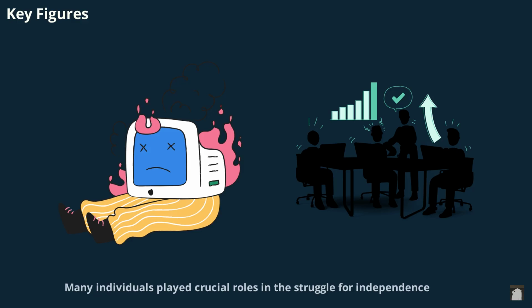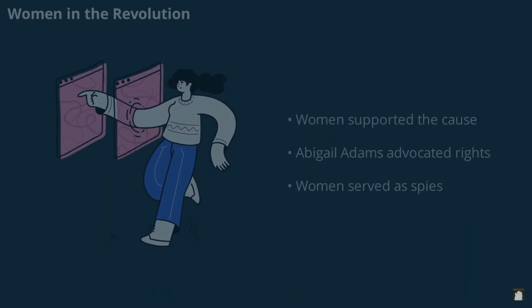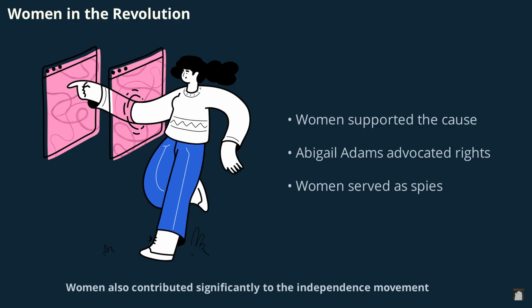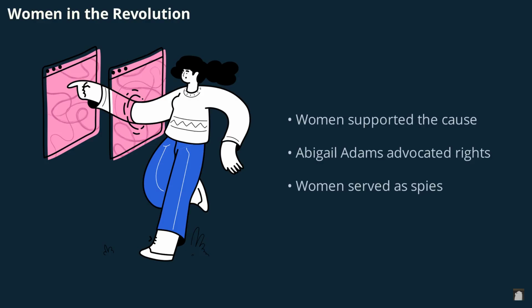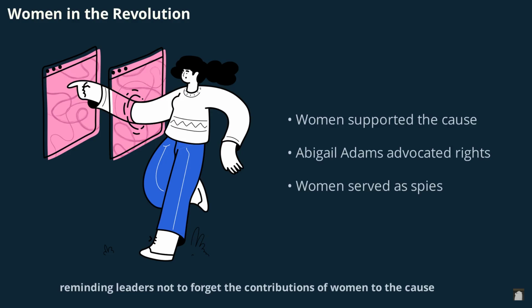Many individuals played crucial roles in the struggle for independence. George Washington led the Continental Army, Thomas Jefferson authored the Declaration, and Benjamin Franklin secured vital foreign alliances. Their leadership and vision were instrumental in achieving victory and shaping the new nation. Women also contributed significantly to the independence movement. They managed homes and businesses, supported boycotts, and even served as spies and messengers. Figures like Abigail Adams advocated for women's rights, reminding leaders not to forget the contributions of women to the cause.